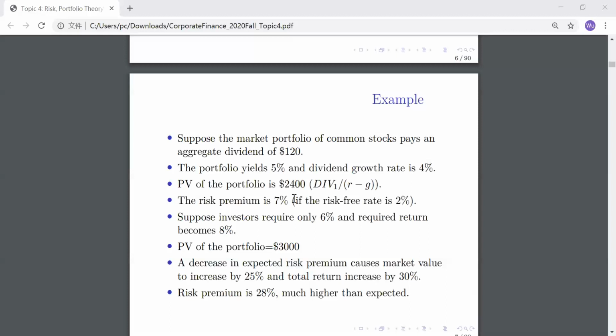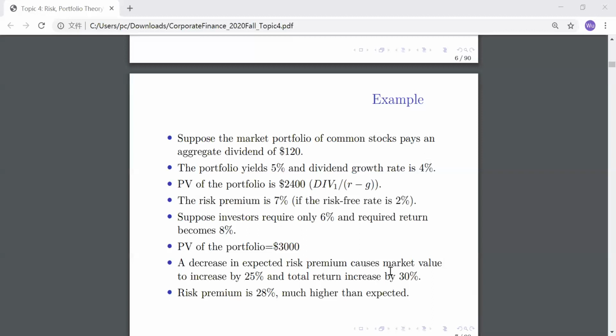You can see we have adjusted our expected risk premium down, from 7% to 6%, and the total return goes from 9% to 8%. So there's a decrease in the expected risk premium. Now this causes market value to increase by a lot, by 25%. That is, 2,400 goes to 3,000, right?